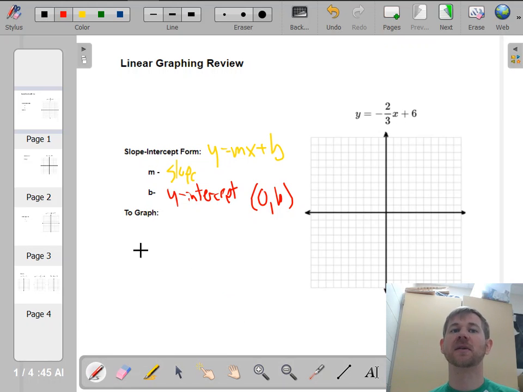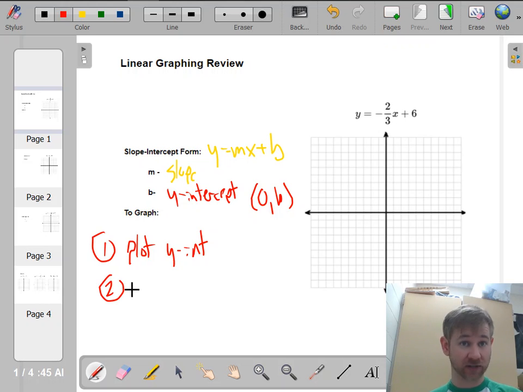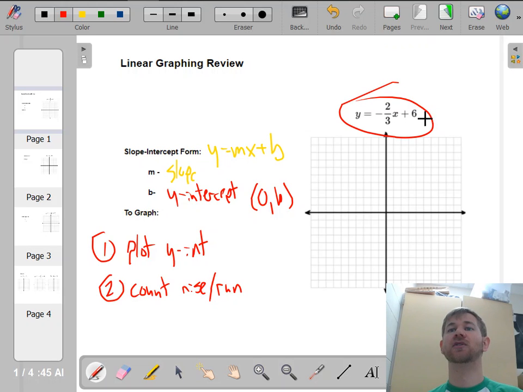To graph in slope-intercept form, you are going to first plot the y-intercept, and then you will use the slope. So you'll count the rise over run from there. Rise over run. So, first thing, in this problem, it says negative 2/3 x plus 6. That means that the slope is negative 2/3 and the y-intercept is 6.